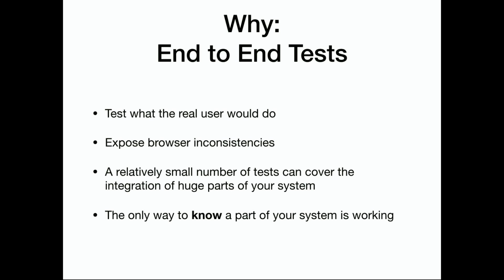A relatively small number of end-to-end tests can cover really big parts of our application, because you do one flow through your application. You're not testing this component and then this component. You're testing the whole stack at every stage. You're testing the full integration of the app. And it's really the only way to know that part of your app works is to have some kind of end-to-end test, whether that's automated or manual. If you're not testing the whole flow, you don't know whether it works.